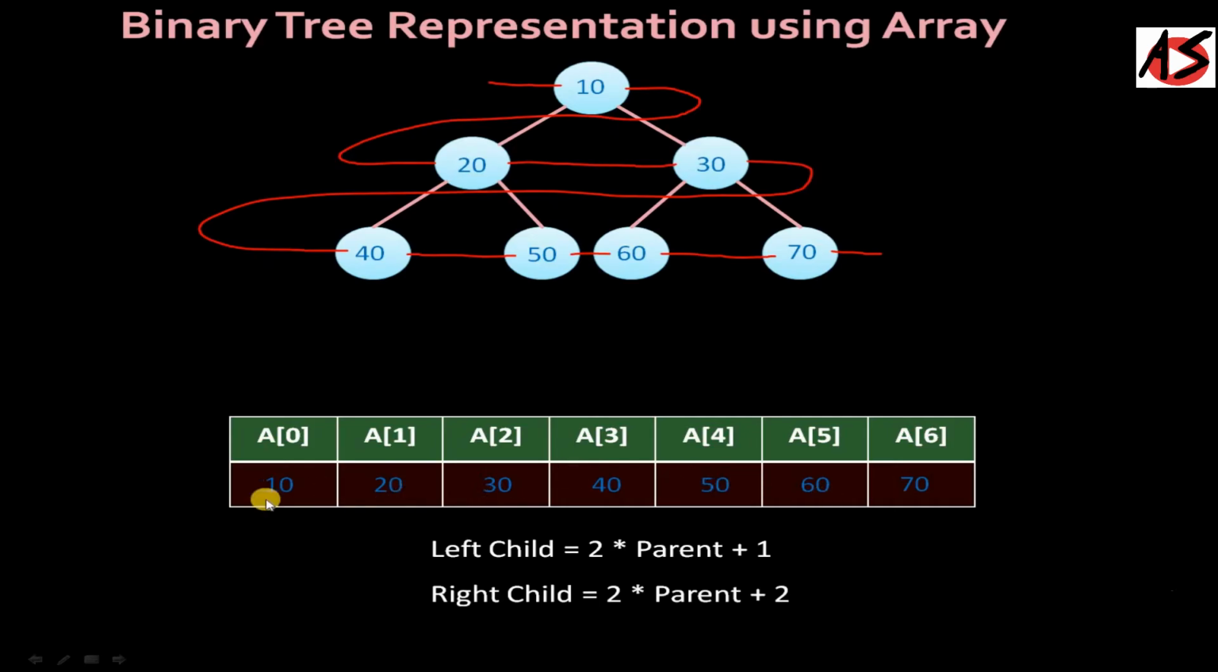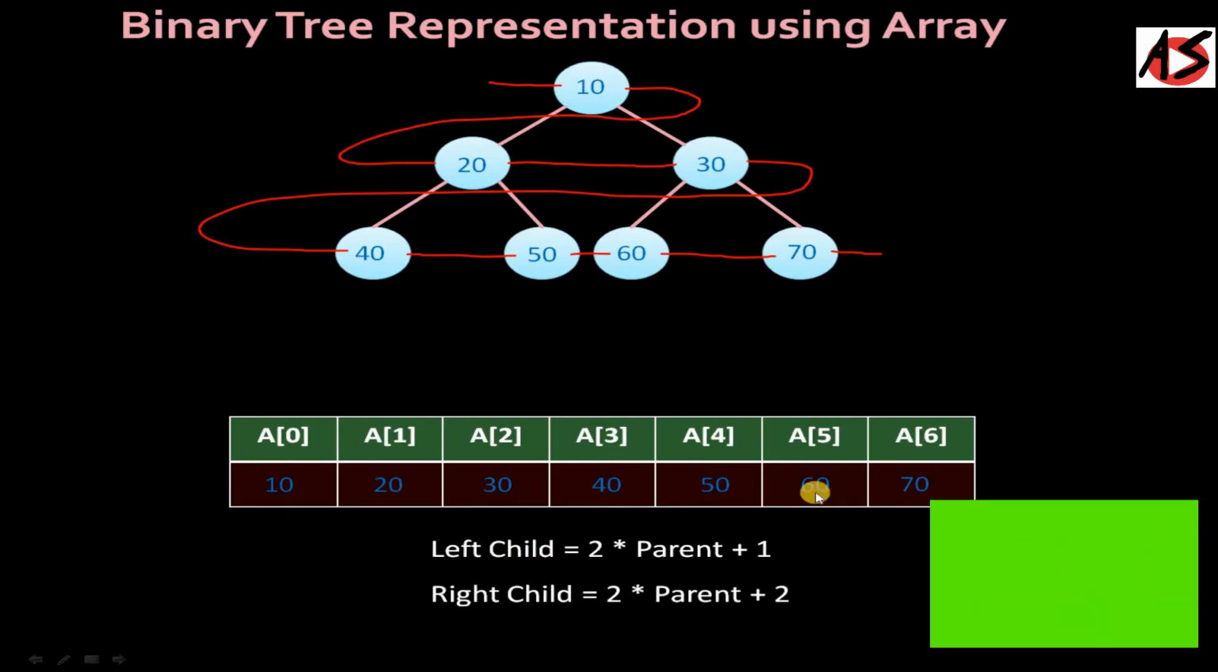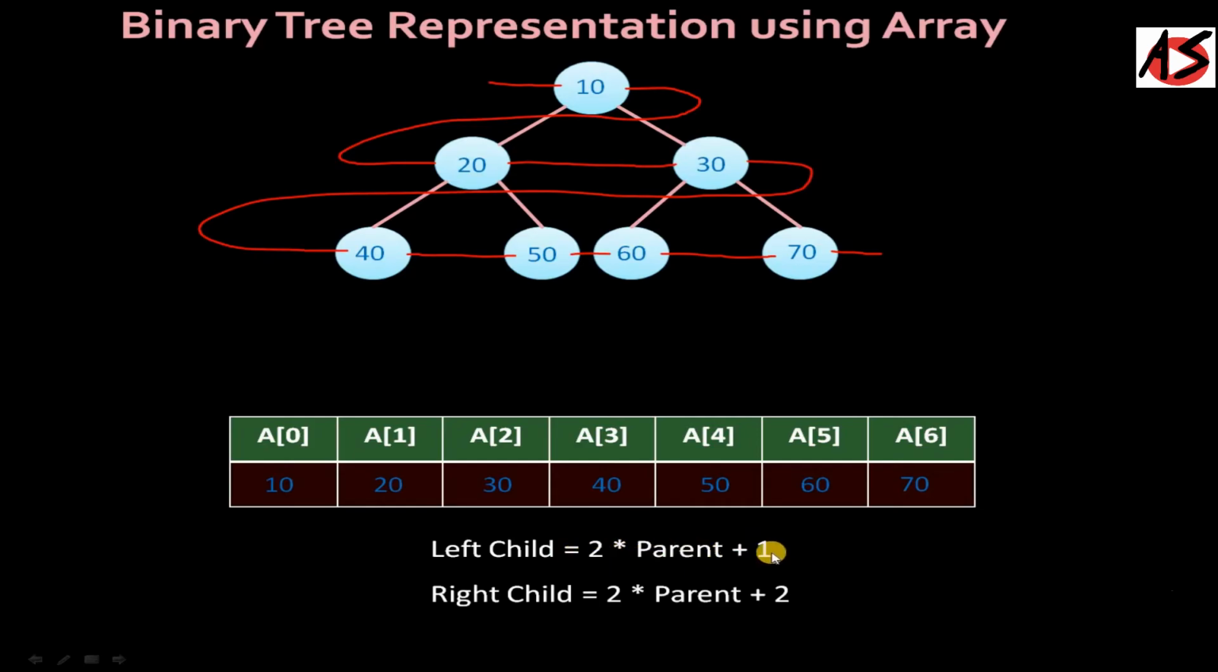So how do we get the child of a parent? From this array representation, you can find the left child using this simple formula: you take the parent index, multiply it by 2, and add 1. You will get the left child.